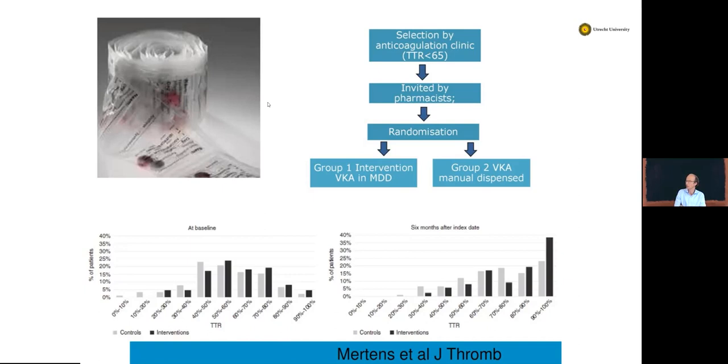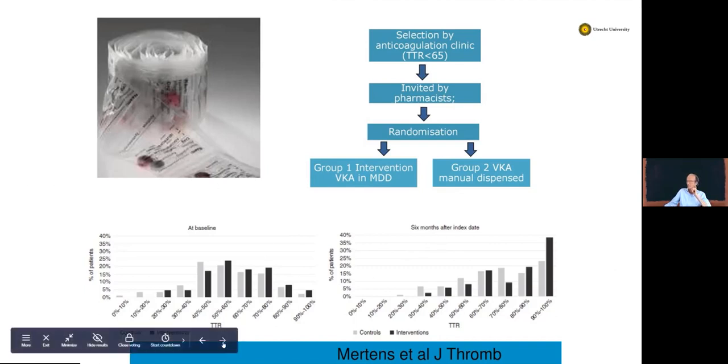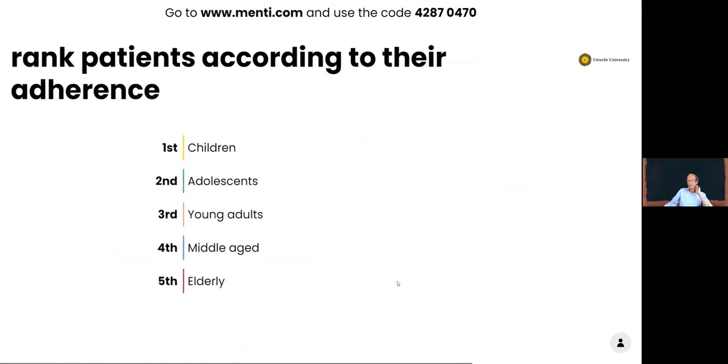And then we see in the intervention group a substantial number of patients who really got to almost 100% in range. On average, there was a significant difference in the time in therapeutic range in the intervention group compared to the control group. So this is an example of a study that shows an intervention for intentional non-adherence, because these were elderly patients with lots of medication who really wanted to use the medication, but they just didn't succeed to do it.